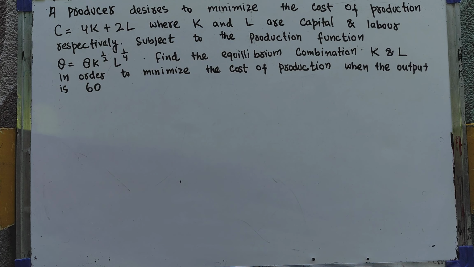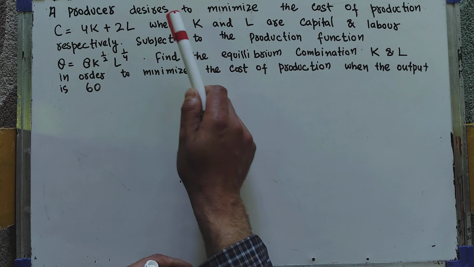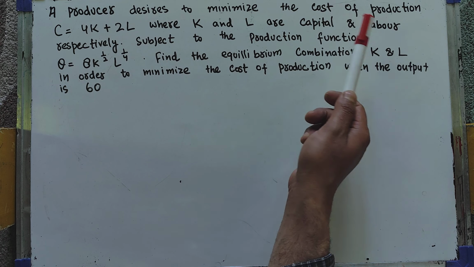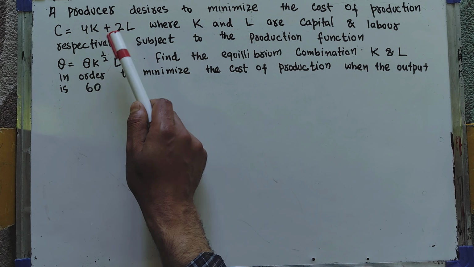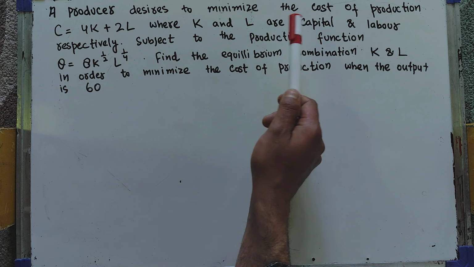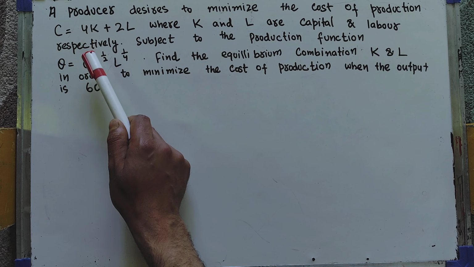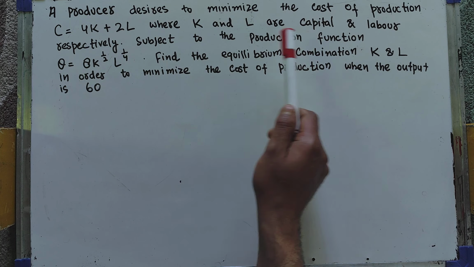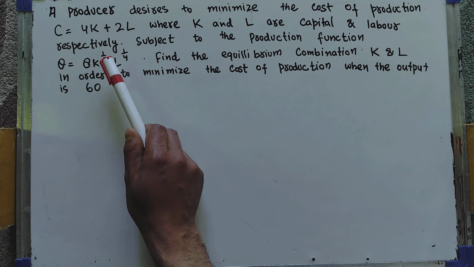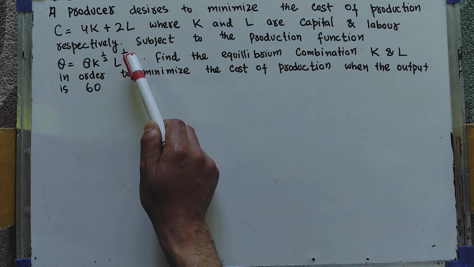In this video, we will solve a numerical example on cost minimization. The question is, a producer desires to minimize the cost of production, C is equal to 4K plus 2L, where K and L denote the units of labor and capital employed respectively, subject to the production function Q is equal to 8 times K to the power 1 upon 2 times L to the power 1 upon 4.